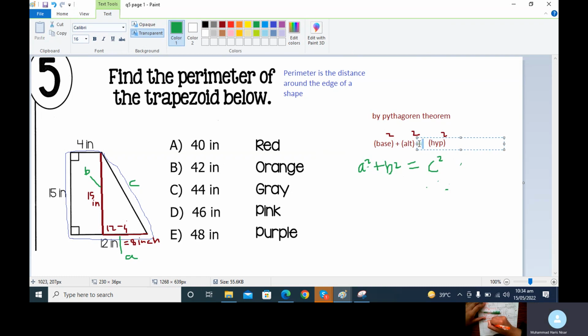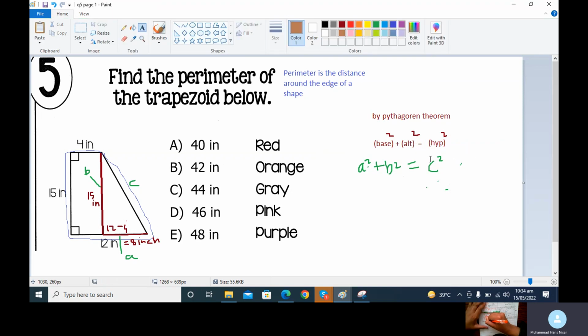C equals inch D. Fine. Now, base squared plus altitude squared is equal to hypotenuse squared. A squared plus b squared equals c squared. So obviously the c is our unknown value. Just put the available data.